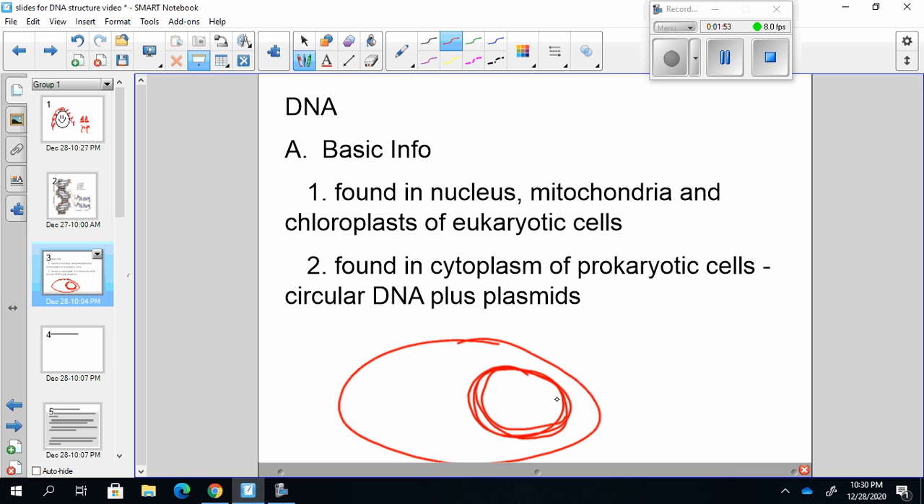So this is my double helix. It just goes around in a circle. And then there's usually some extra DNA, which is also circular, called plasmids. And those are the ones that are really likely to enter and leave a cell. So bacterial cells can actually pick up other genes from their environment really easily.